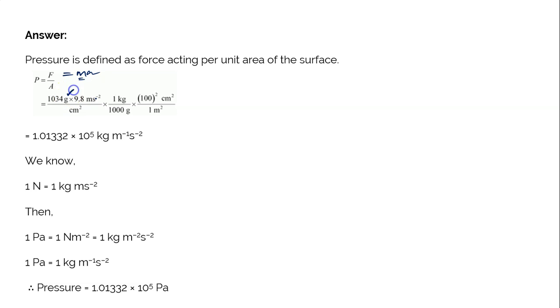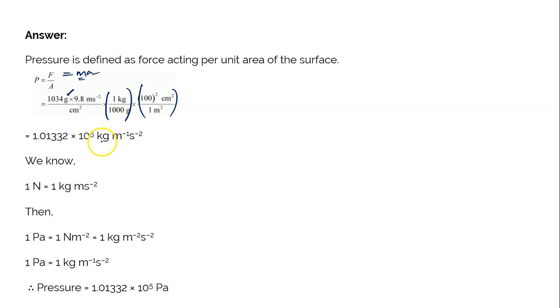Now since it is there in grams, I'm converting this into kilograms. And since it is there in centimeter square, I'm converting this into meter square by unit conversion. And when I simplify all of this, I get 1.01 into 10 power 5 kilograms per meter second square. This is the pressure according to the calculation that we have conducted.